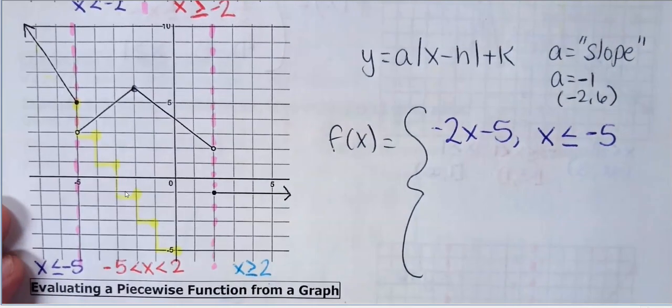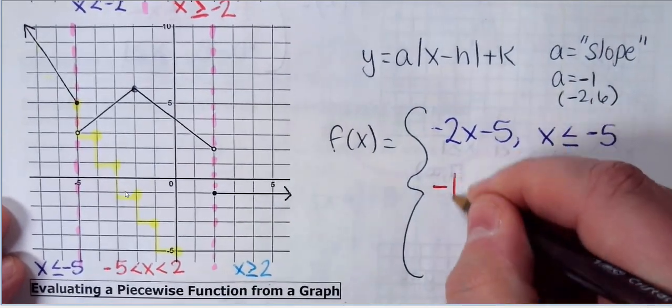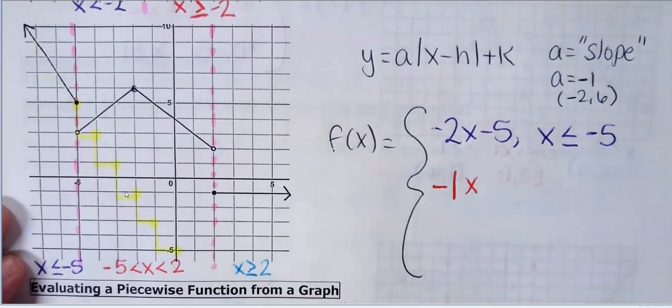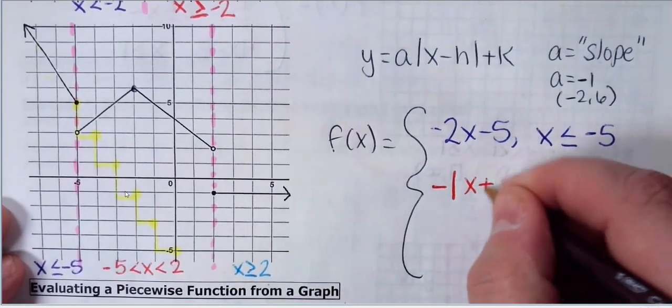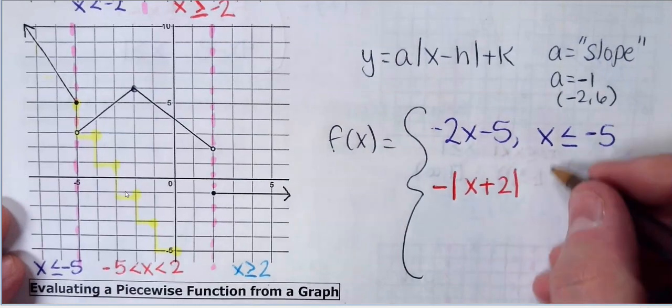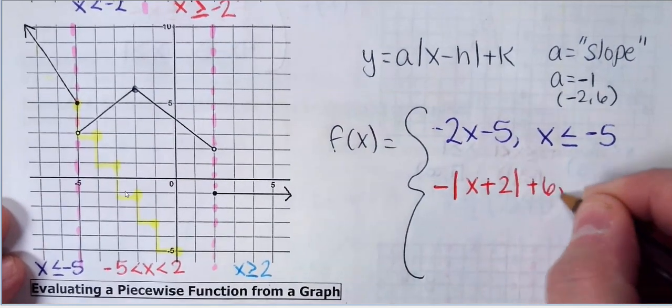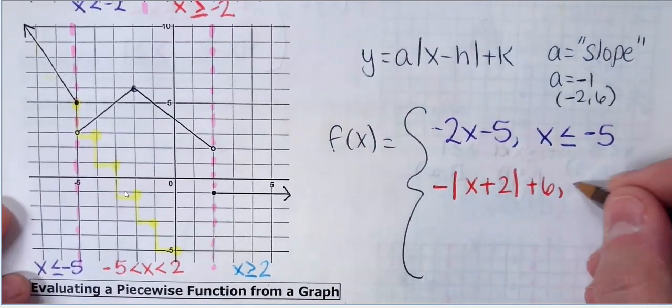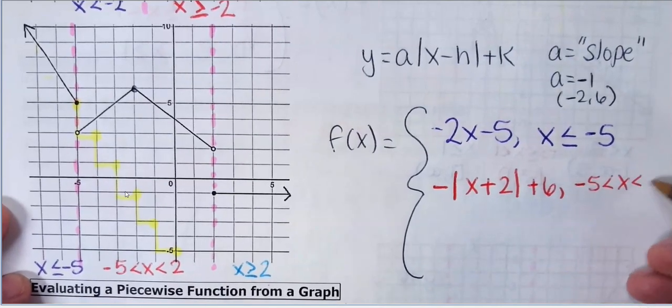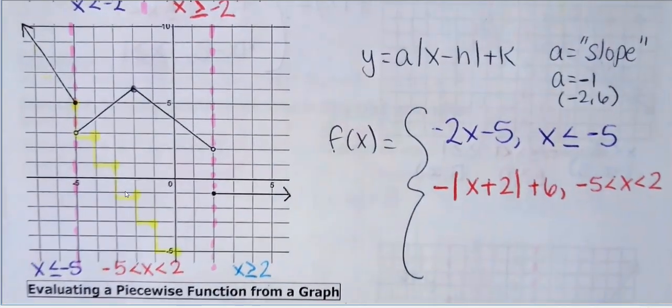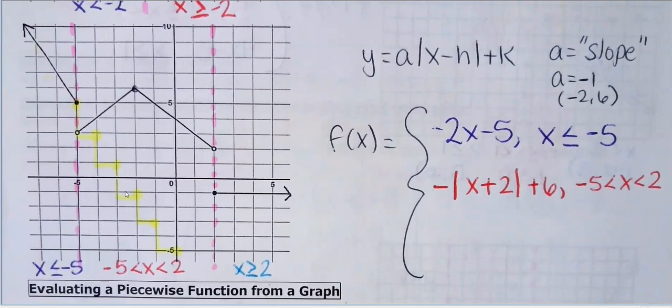So if I plug that in, I would start with a negative, and then my absolute value, it'd be x minus a -2, or x plus 2. And then the k value is just 6. And then for my interval, we're using that for x values between -5 and 2.